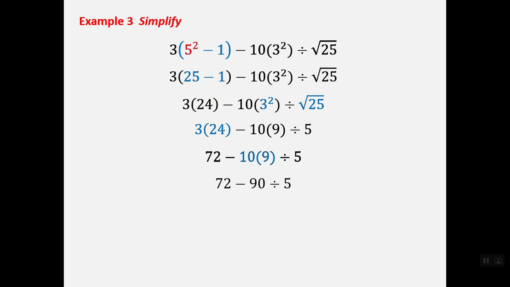Then I've got a subtraction and a division, so I've still got to keep going with the division. I'm going to divide 90 divided by 5, and that comes out to be 18. And then we just have subtraction left. 72 minus 18 is 54.